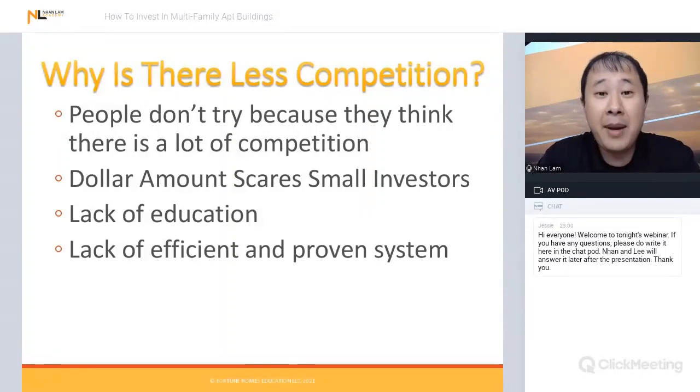And also, they may be lacking an efficient and proven system that works, in any business, whether it be fix and flip, wholesaling, multifamily, or even McDonald's for that matter. You got to have a proven system that's repeatable and duplicatable. If it's not repeatable, that means you can't predict your success, and therefore your business is not sustainable. You got to have a proven system that is very repeatable.